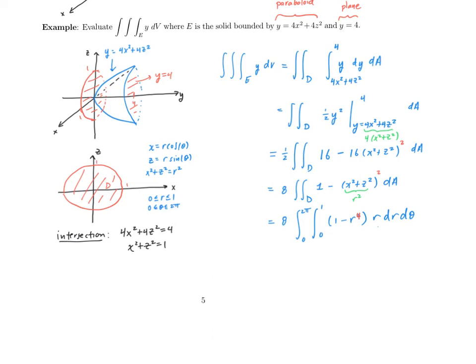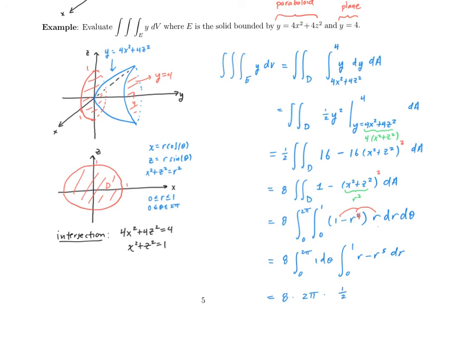Alright, so evaluating this integral, note it's really the ideal scenario. We can break it up into two single integrals multiplied together. And when we go ahead and distribute the r through, we would have r minus r to the fifth dr. The value of the first definite integral is 2 pi.